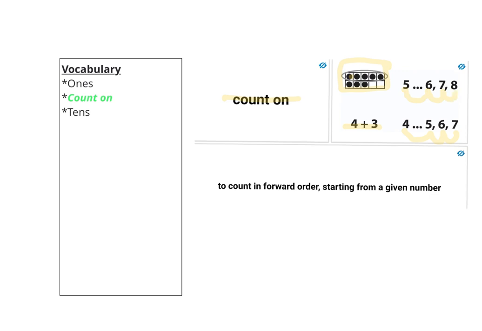So count on means to count in a forward order, starting from a given number. So like I said, the 5 here, we started at, and then we started at the 4 there, and we continued counting from where we were.